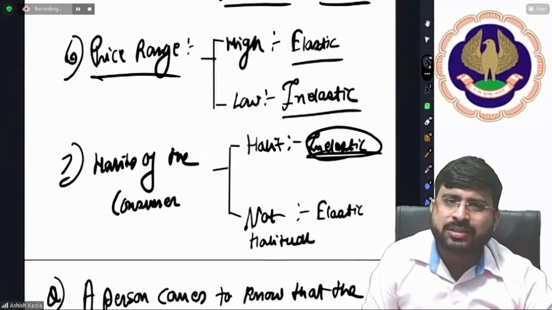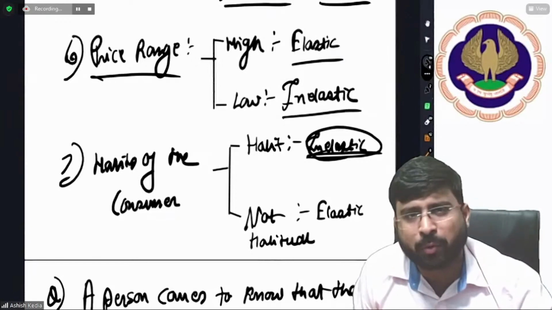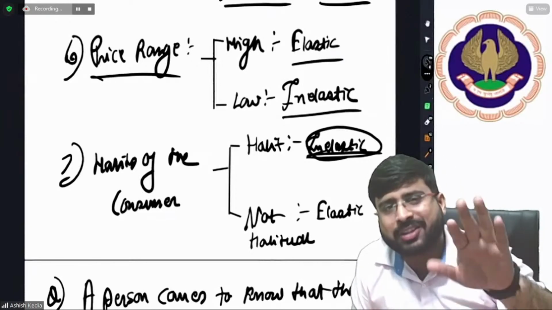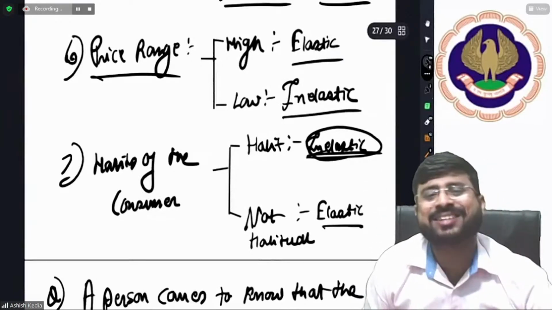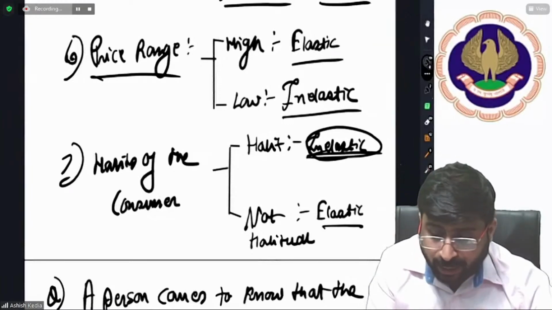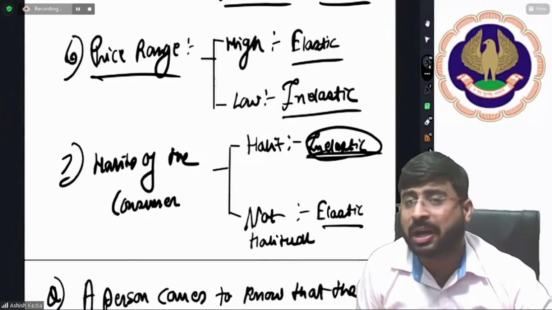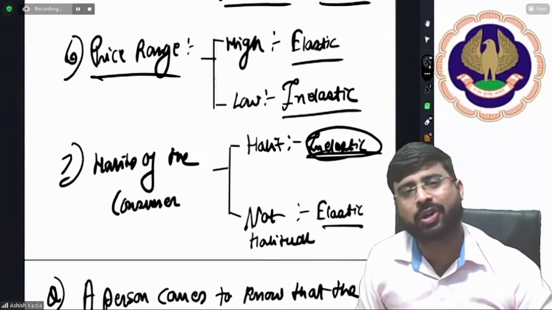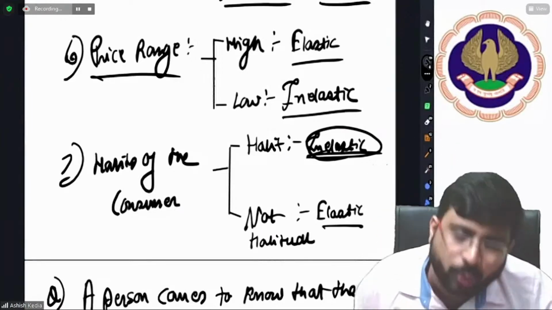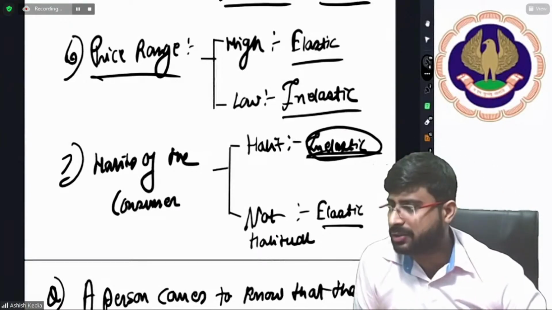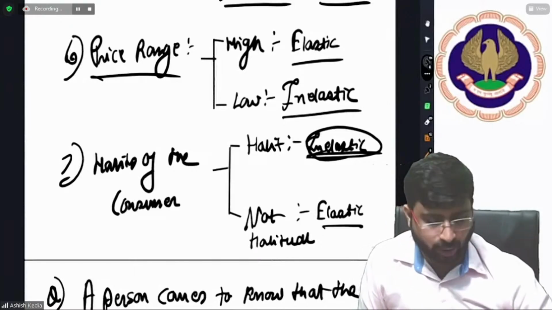But let's say the consumer is not habituated to that product. So they will only want that product when the price is low. So demand will be elastic in nature. When it becomes a habit, demand becomes inelastic because now price will not affect your decision. You want it, you will buy it. Okay, sir, we got it.